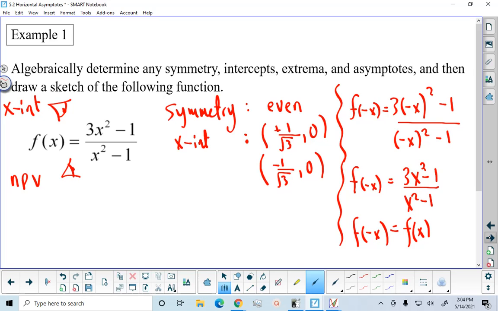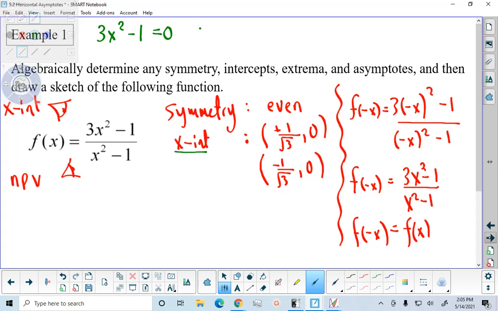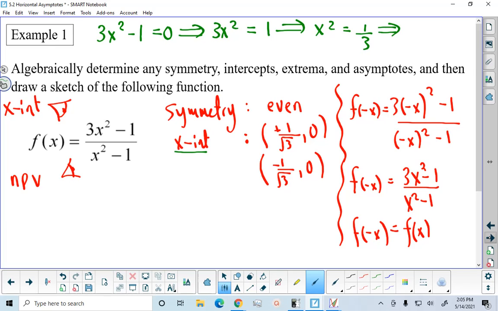I don't really believe you need to show work here. I'm going to just squeeze my work for the x-intercepts above the question. You would take 3x squared minus 1, set it equal to 0. This becomes 3x squared equals 1. This becomes x squared equals 1 over 3. This becomes x equals plus or minus the square root of a third, and the square root of 1 is 1. The square root of 3 is root 3.